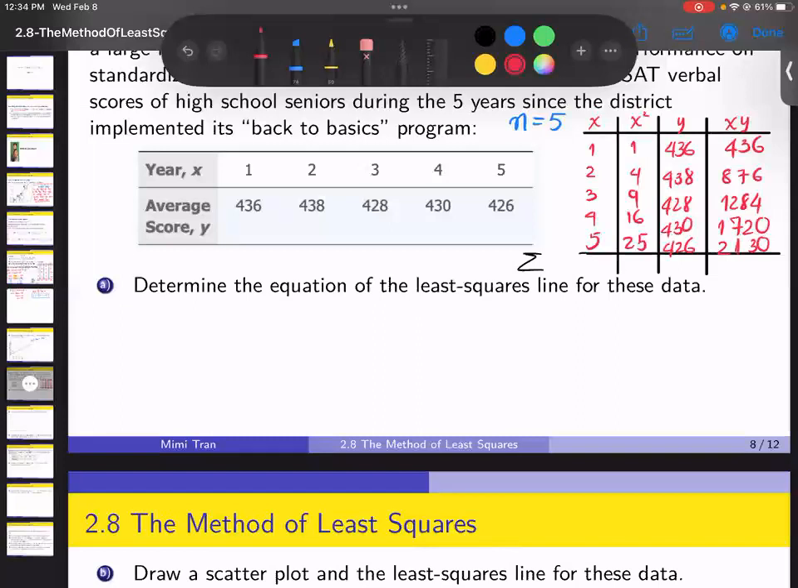Summation. The sum of x is 15. For x squared, it will be 55. For the y column, it will be 2158. And for x times y, it is 6446.